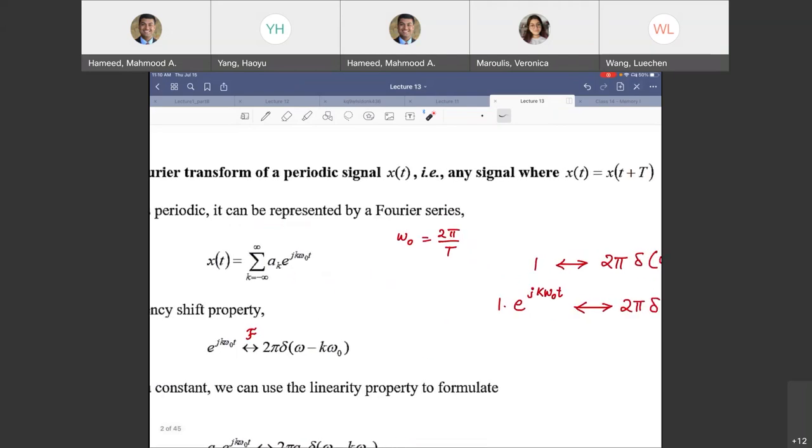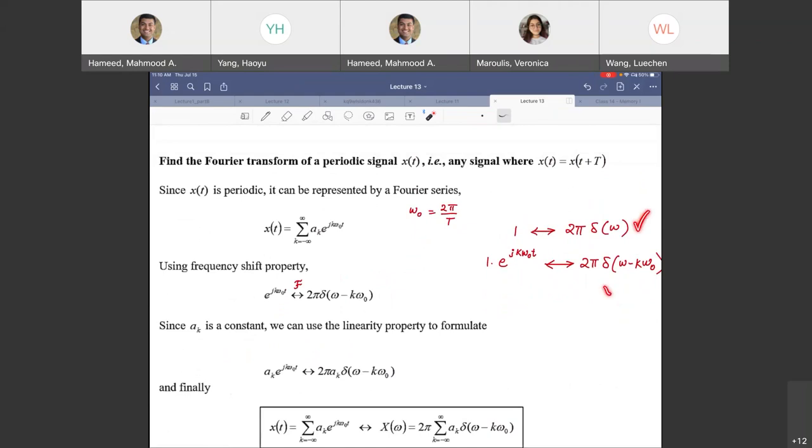Then I'm also going to have these two Fourier transform pairs for reference. One, the constant signal 1 in the time domain has 2 pi delta of omega in the frequency domain. It has an impulse with a weight of 2 pi. Then, if I use the frequency shift property and I'm shifting it by k omega naught, some multiple of omega naught, then in the time domain I have what? 1 multiplied by e to the plus jk omega naught t. This is simply using the frequency shift property.